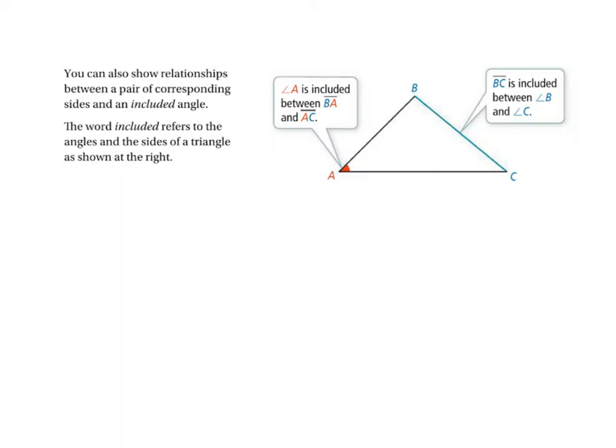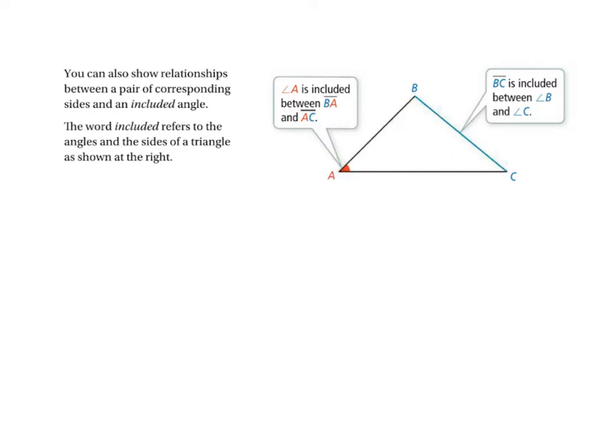So that was side, side, side. Now, I had referred to side, angle, side, and specifically said that it requires that the angle you've got is included between the two sides. What does that mean? The word included refers to the angles and the sides like this. If you have this side right here and this side here, this angle is included. It's between them. Right in the middle of them.